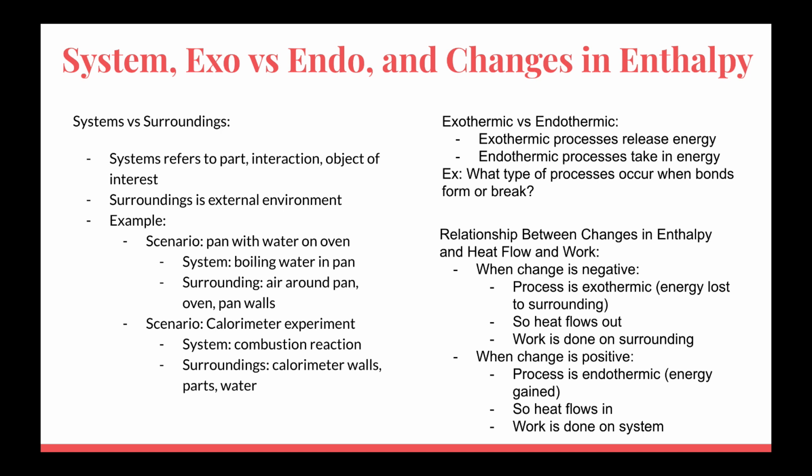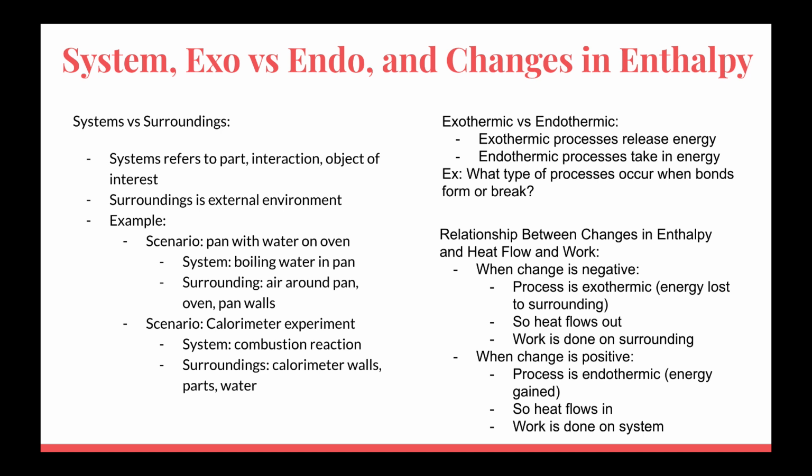Moving on to exothermic and endothermic processes. An exothermic process is a process that releases energy, whereas an endothermic process is one that takes in energy. And this energy is usually thermal energy in the form of heat. Let's look at some examples. What type of processes occur when bonds form or break? Which type of processes would these be?